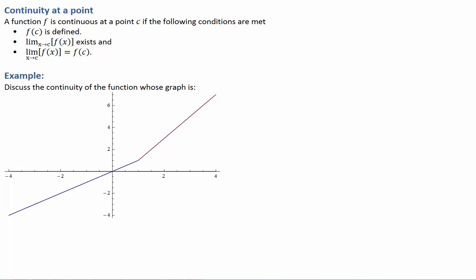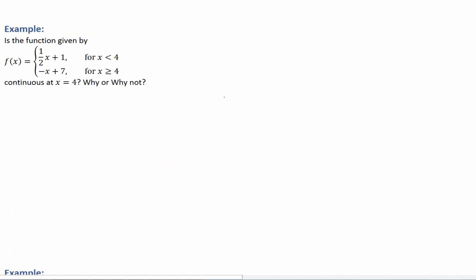Then we need the limit of the function to exist as x goes to c. If it doesn't exist, for example, that function where we had something going on like this, that there was a jump, those kinds of functions are already not continuous. So we need the limit to exist.